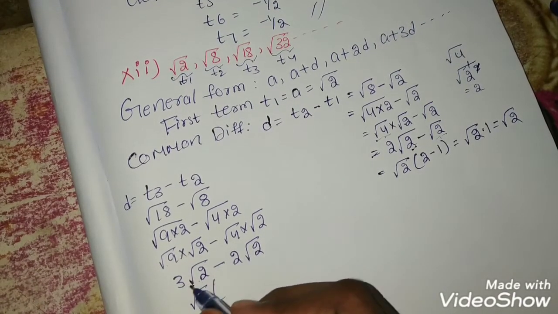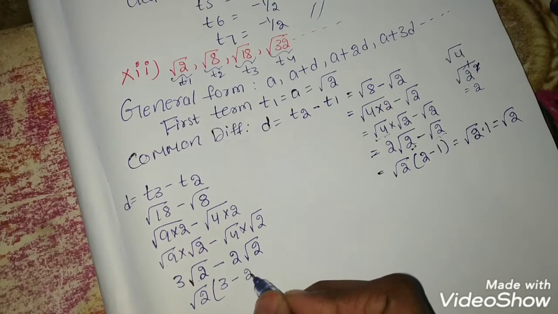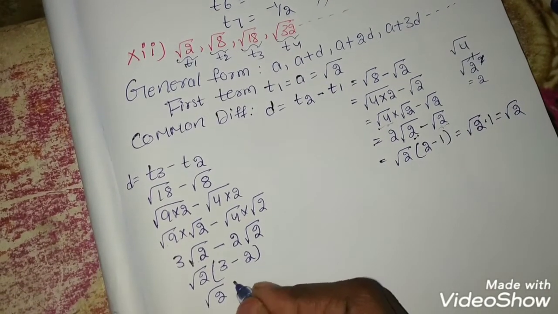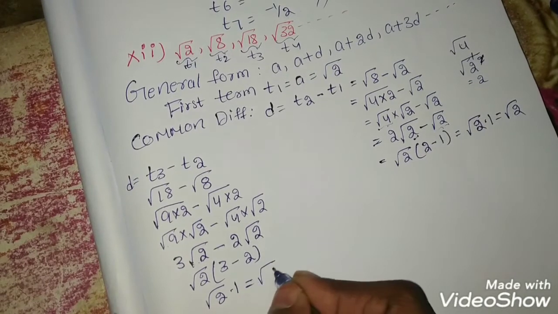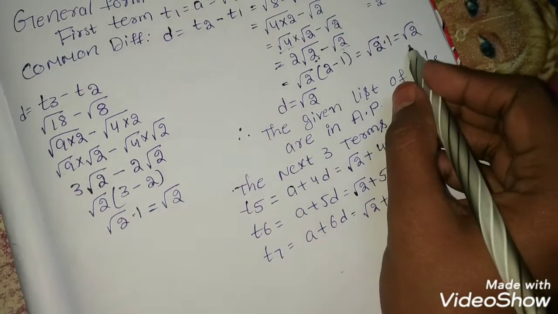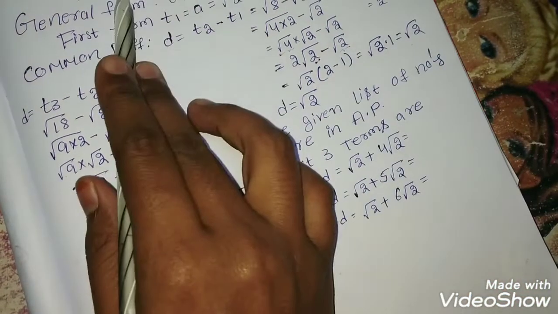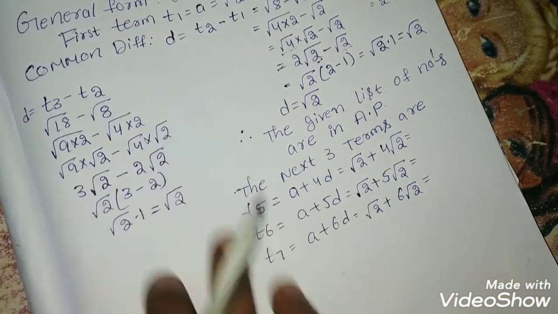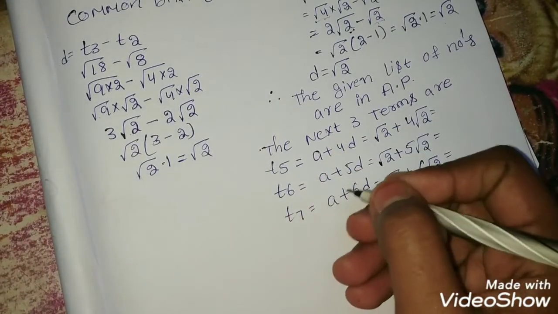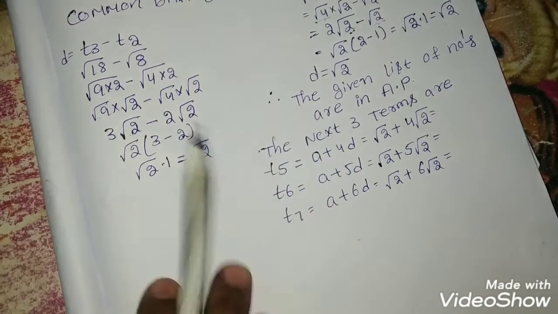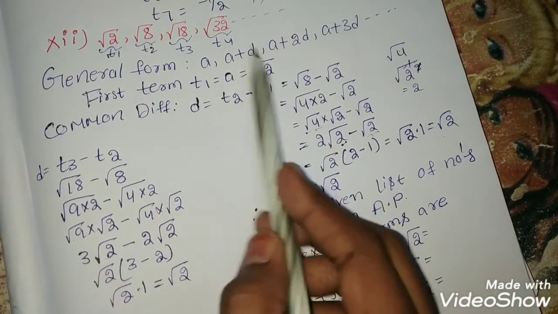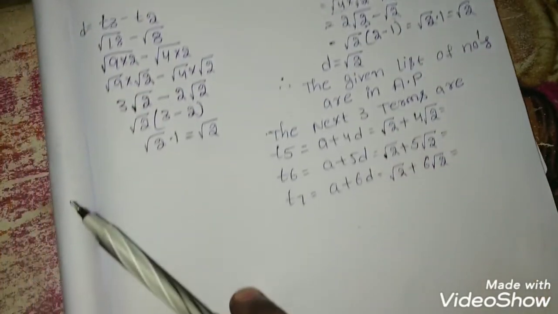So take it outside. What are the remaining numbers we have? 3 minus 2. So root 2 into (3 minus 2), we get 1. So our answer is root 2. Understand? So our result is the same. Then we can say these terms are in arithmetic progression. So let's take the next. What are the next 3 terms we have? That is T5, T6, T7 now. Next 3 terms are T5, T6, T7.